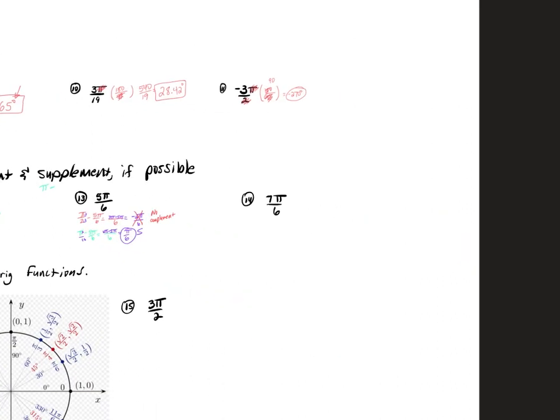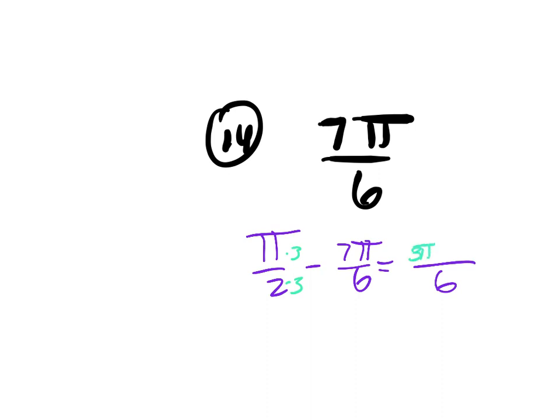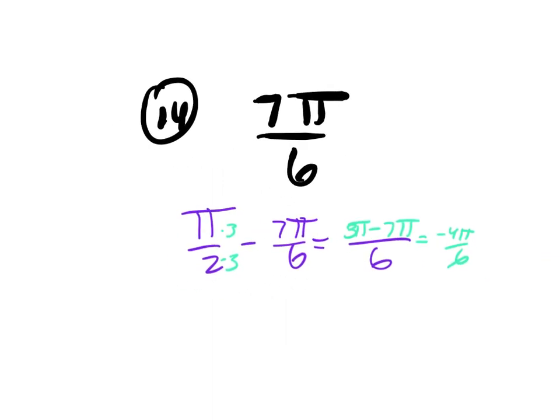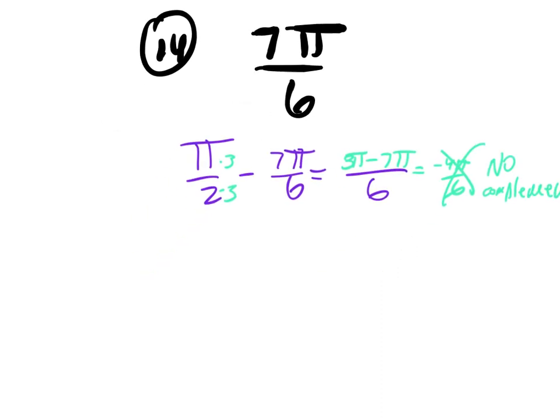All right, come here. This is not meant to be a trick question. I want to find the complement and the supplement. So pi over 2 minus 7 pi over 6. Common denominator is 6, so I multiply the bottom here by 3 and the top. I have 3 pi minus 7 pi. Negative 4 pi over 6. Is there a complement? No complement. Why? Because it's negative.